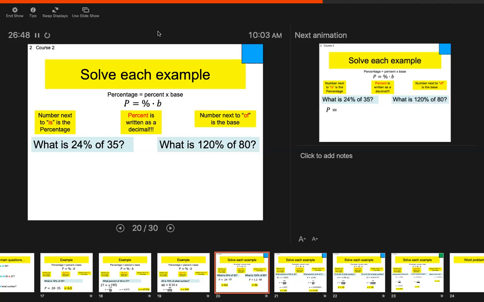That's kind of where I said, hey, sometimes you can do them in different orders, make it a little bit easier for yourself. So let's see. P is equal to 0.24 times 35. I don't want to go too quick. Make sure you stop me if you're not getting this. So 0.24 times 35 is 8.40. You're done.